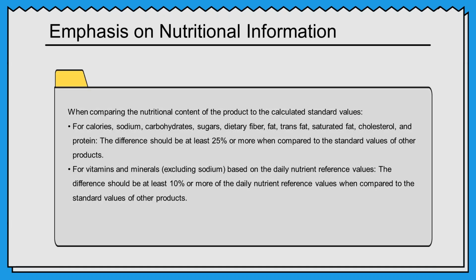When comparing the nutritional content of the product to the calculated standard values, in case of calories, sodium, carbohydrates, sugars, dietary fiber, fat, trans fat, saturated fat, cholesterol, and protein, there should be a minimum difference of at least 25% when compared to the standard values of other products. For vitamins and minerals excluding sodium, based on the daily nutrient reference values, there should be a minimum difference of at least 10% of the daily nutrient reference values when compared to the standard values of other products.